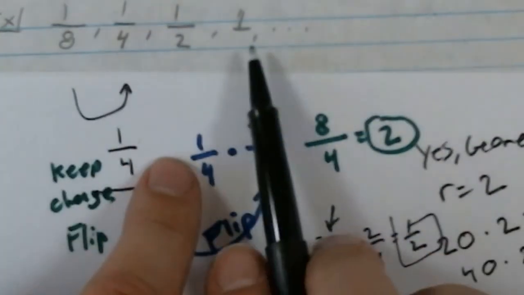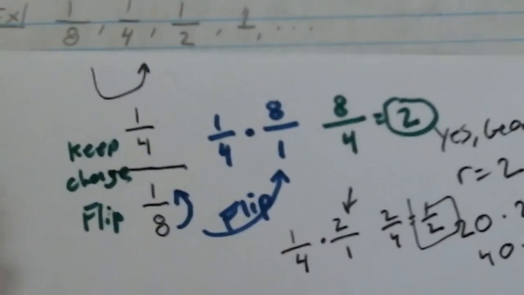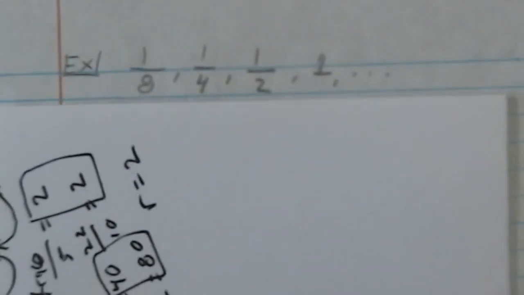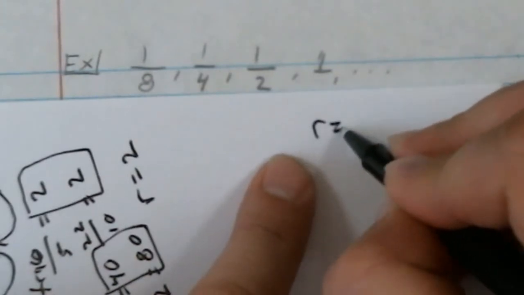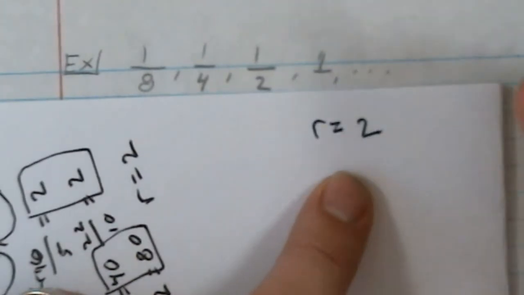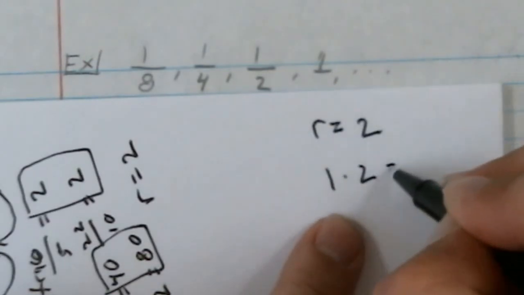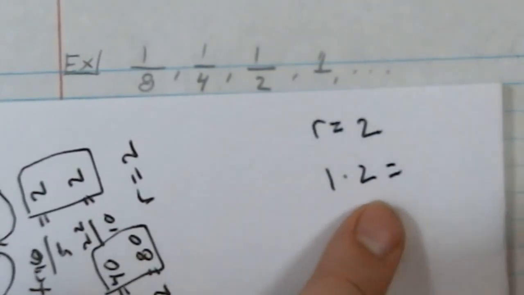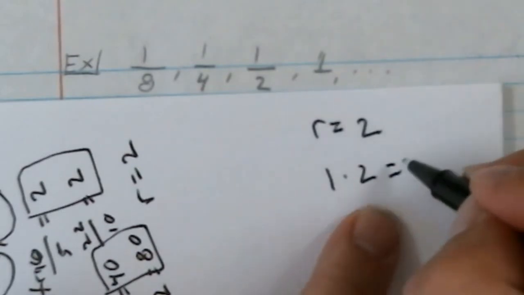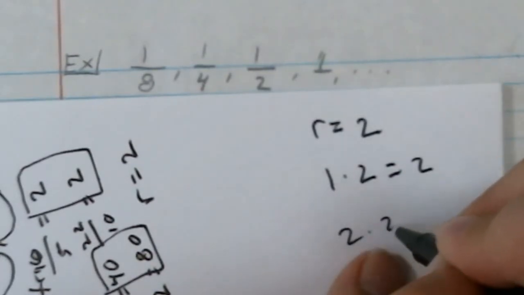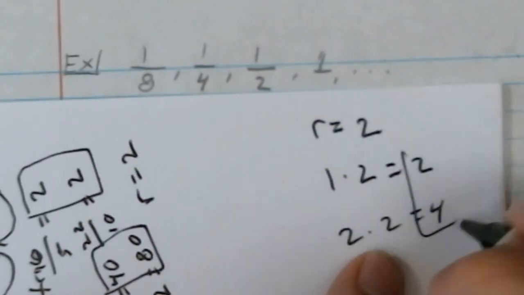So how do you get your next one? So we know that R is 2. So your next one should be 1 times 2. 2. We know 2 times 2 is 4.